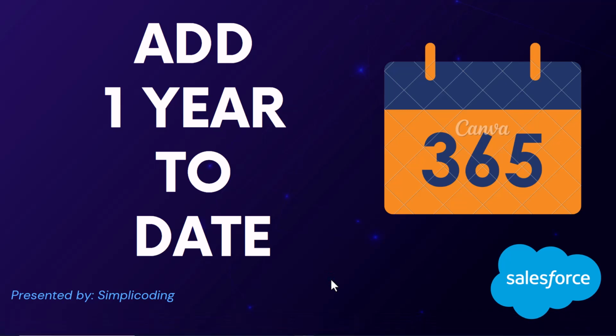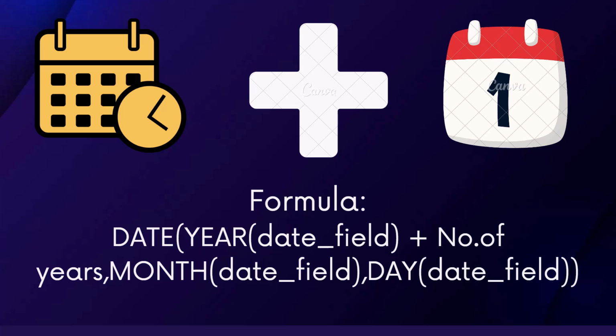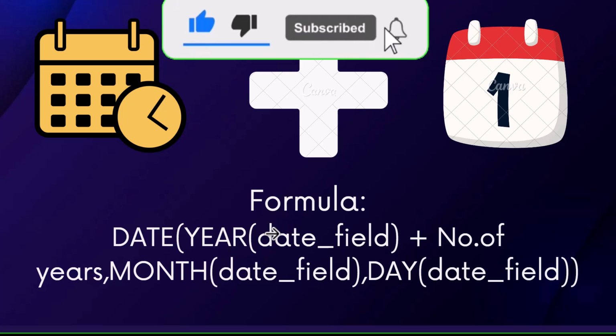In today's video, we are going to discuss the Salesforce formula to add a year to a date. So let's proceed and understand how to add a year to a date in Salesforce. If you want to add a specific number of years to a date, you are going to use two Salesforce functions, that is the DATE function and the YEAR function. By using these two functions, we will create a formula that is visible on your screen. Now we are going to use this formula to show an example.